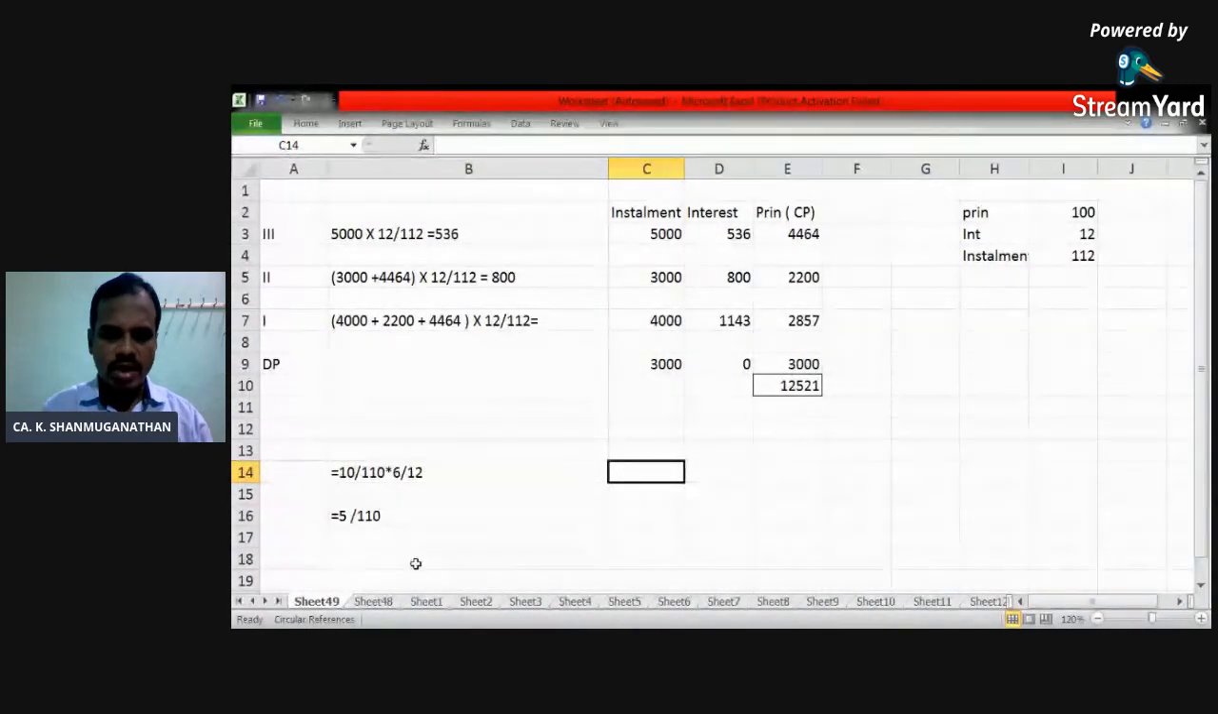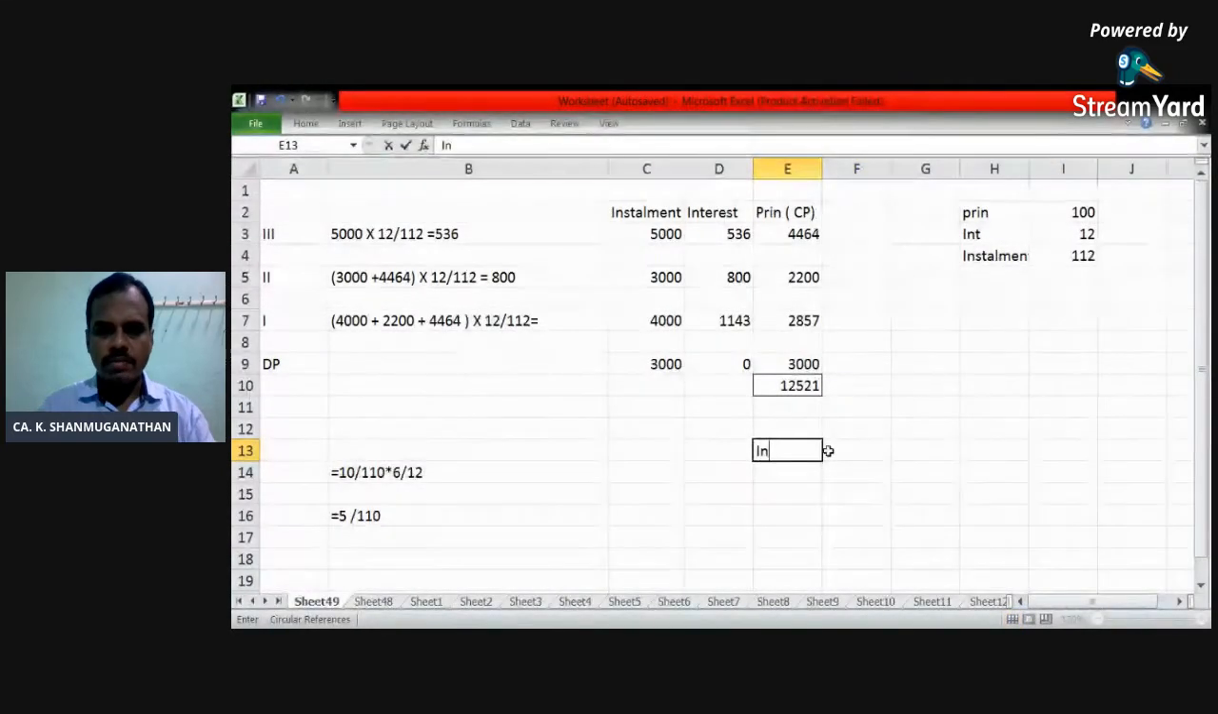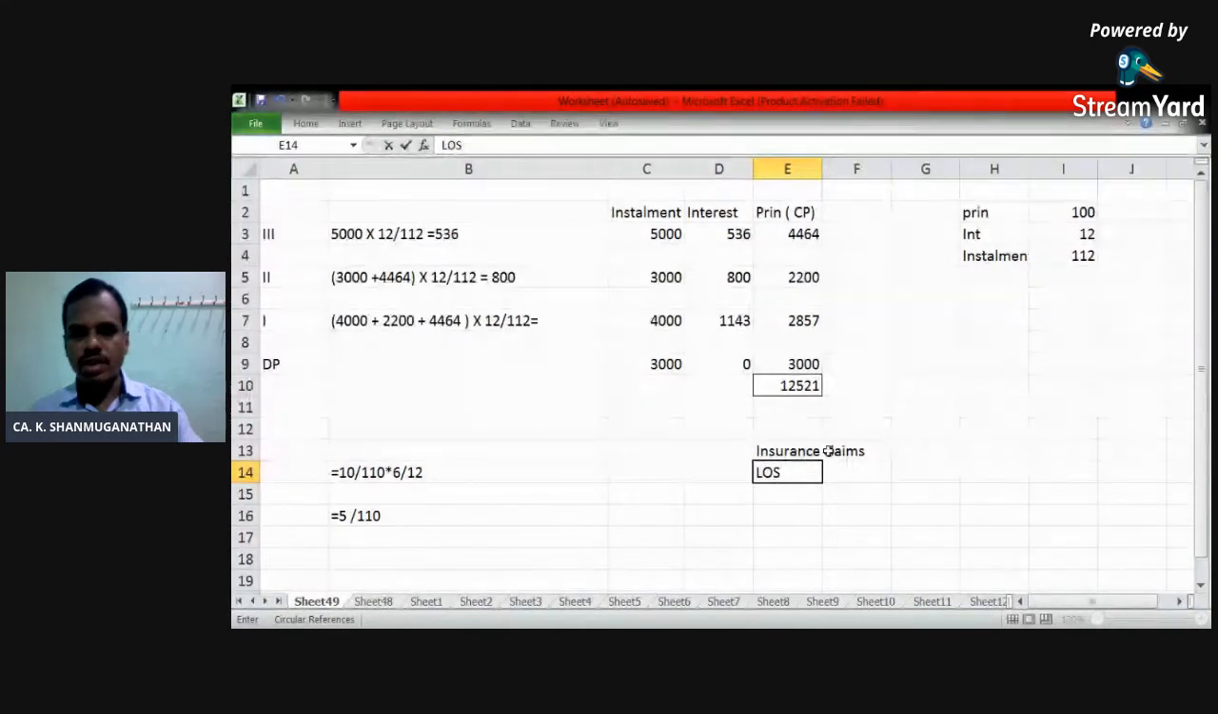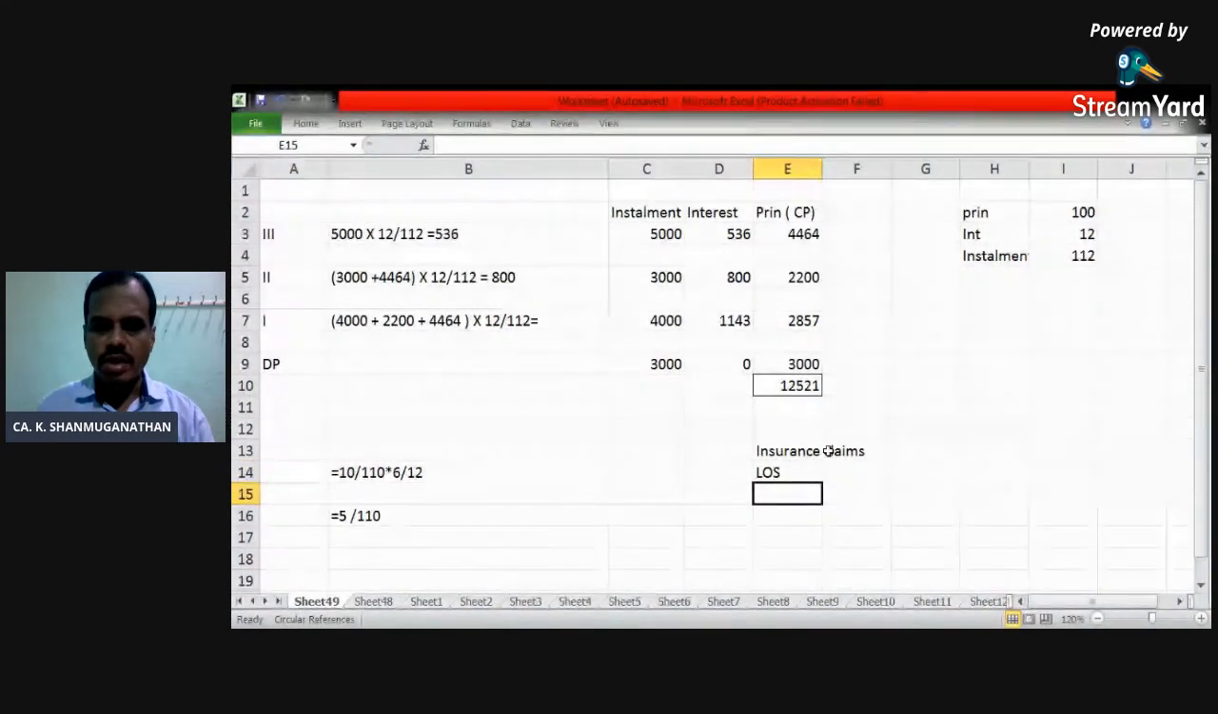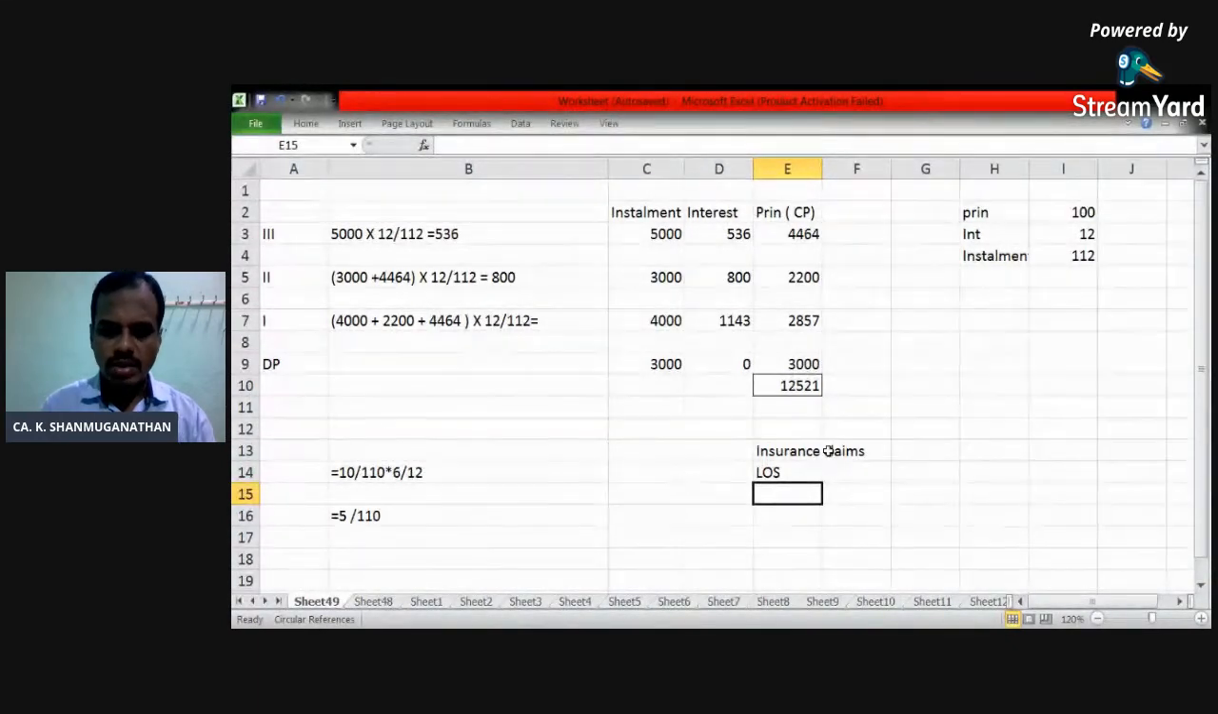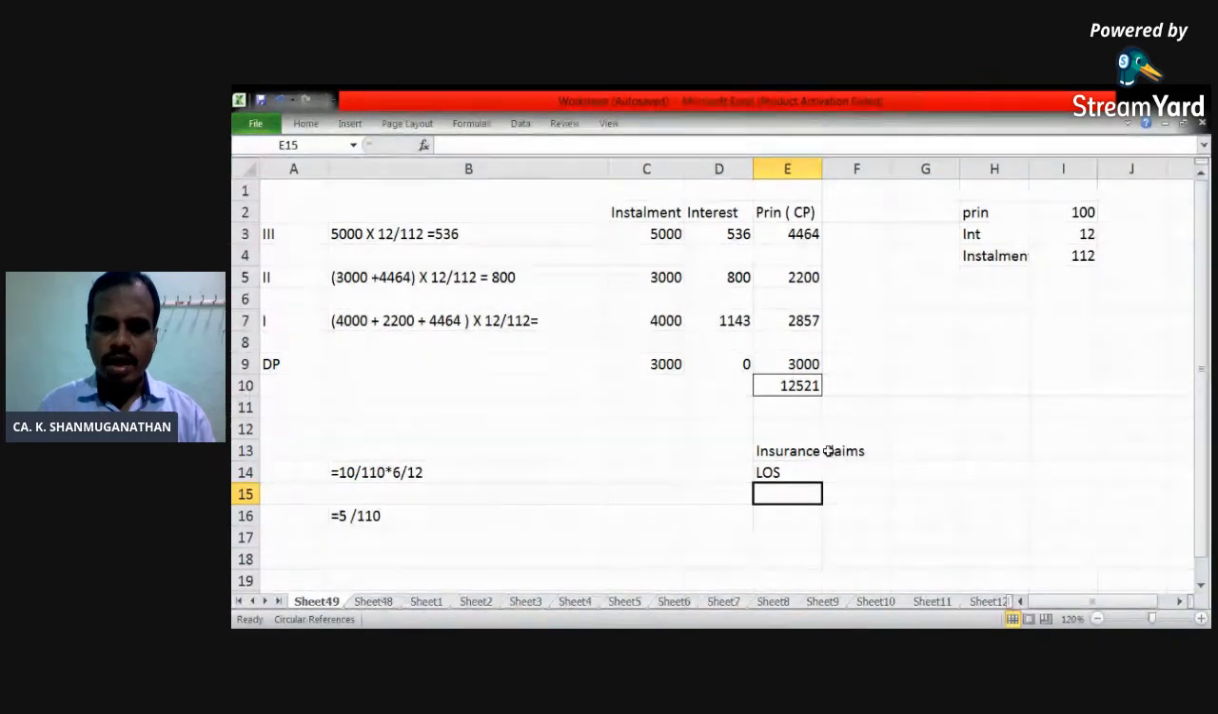This is insurance claim related points. In insurance claims, what we are discussing is the loss of stock policy. So loss of stock, how are we going to calculate the accounts related to the loss of stock policy? That's what we are seeing now. So for a loss of stock claim, how should we proceed?